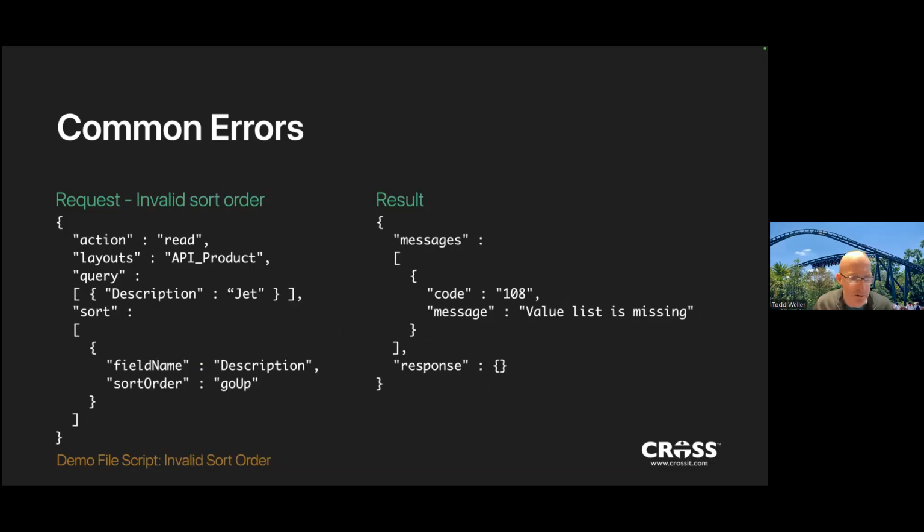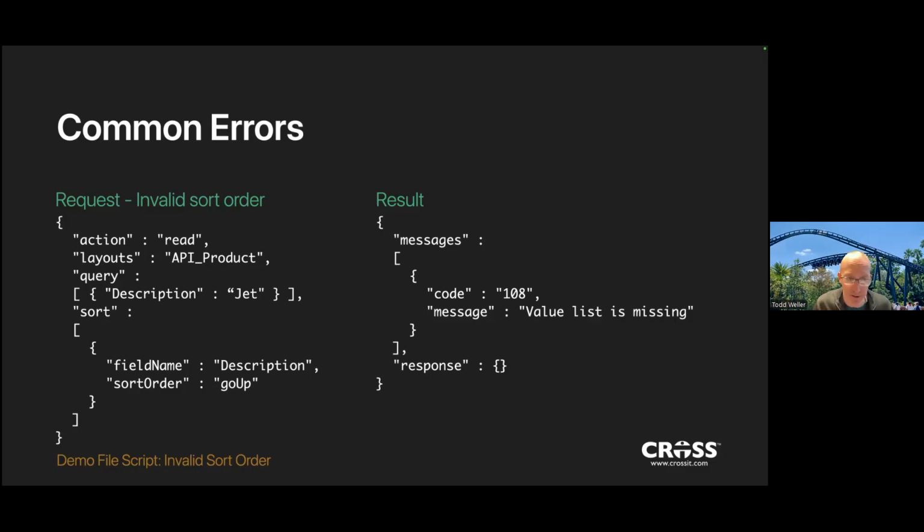This one here took me a second to figure out why I was getting that error. I think it was in a conversation I had at the Full Access conference with one of the attendees. We've got a request there with our sort, and I just threw in the sort order of go up, just so that it wasn't ascend or descend. But the message that I got back was that the value list is missing, which I thought was kind of strange, but I guess ascend and go up is not part of the value list that ascend and descend are in. What it actually is, is that there is no go up value list in my solution.